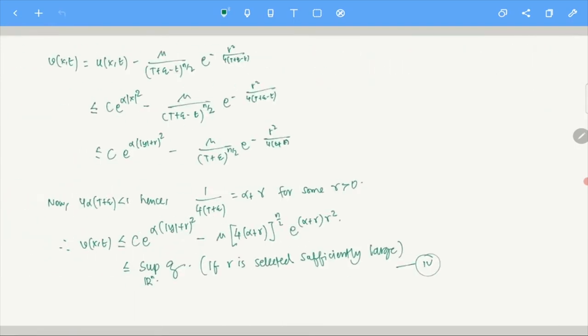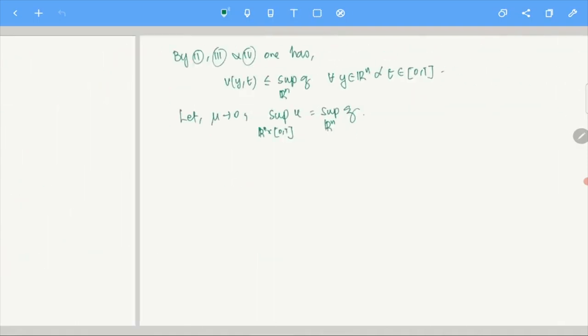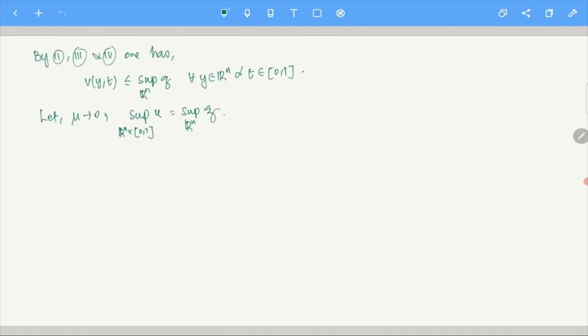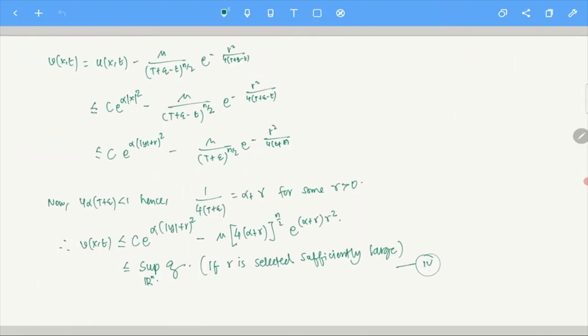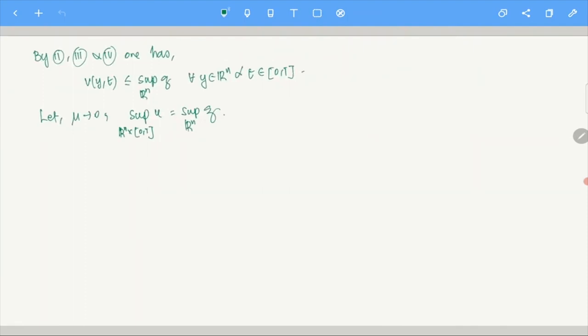See, V of y, t, here there is a mu, right? There is nothing special about mu. I can take anything I want. So if you take this mu towards 0, we can say that V is less than or equal to the supremum of g. V is u minus this part, and this part is going towards 0, so we can say that u is dominated by the supremum of g. Yeah, clear? So you are done. Okay, so that is that.